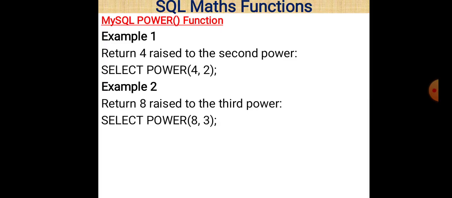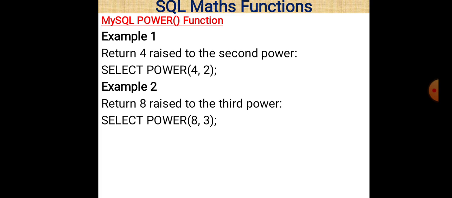These are the two examples here. First of all, you cannot execute a function standalone. You must use a SELECT statement with them, then only you are able to use these functions. So if you want to find out 4 raised to the power 2, then I just write a command in MySQL: SELECT POWER(4, 2).